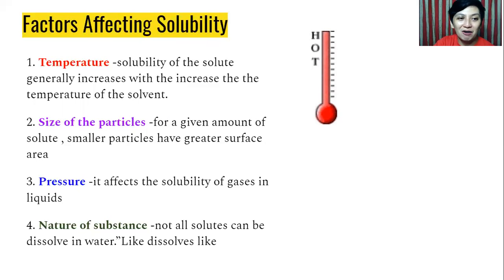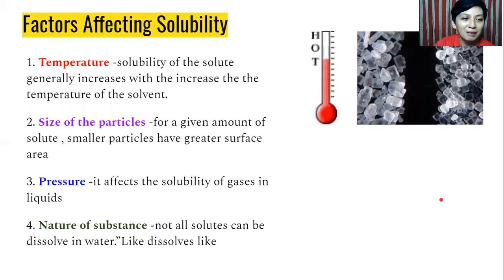Number two, size of the particles. For a given amount of solute, smaller particles have greater surface area. So, meaning to say, mas madaling natunaw yung mas maliliit yung particles kaysa dun sa malalaki yung particles. Okay, so, for example, meron kang rock salt and then meron kang sugar. Mas malalaki yung butil ng rock salt kaysa dun sa sugar. So, basically, we can say that sugar can dissolve faster than the rock salt. So, the solubility of sugar is faster than the rock salt.